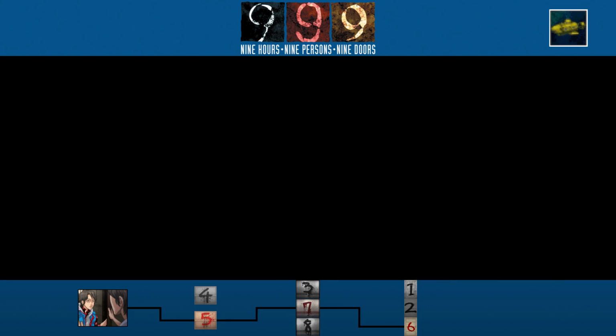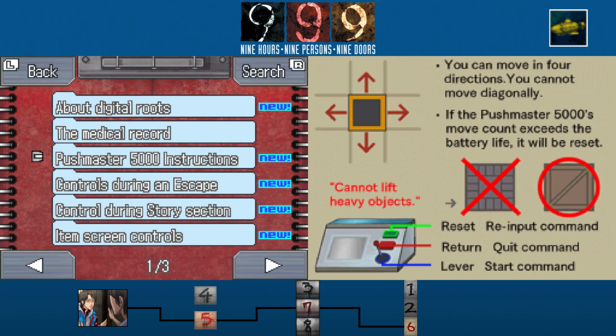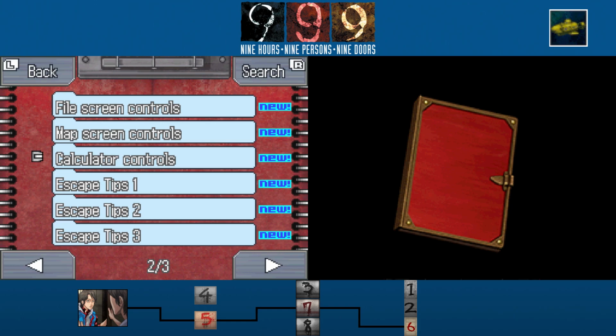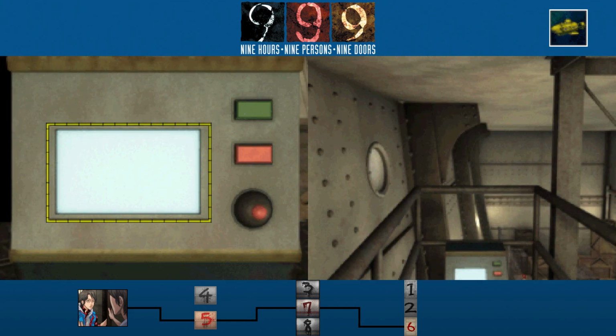Okay, let's read up on the file. What do we got about the Pushmaster 5000? What a name. You can move in 4 directions, you cannot move diagonally. If the Pushmaster 5000's move count exceeds battery life, it will be reset. Cannot lift heavy objects. Reset is the top button, re-input command. Return is the middle button, quit command. And lever is start command. Got it. Okay, I think I understand.